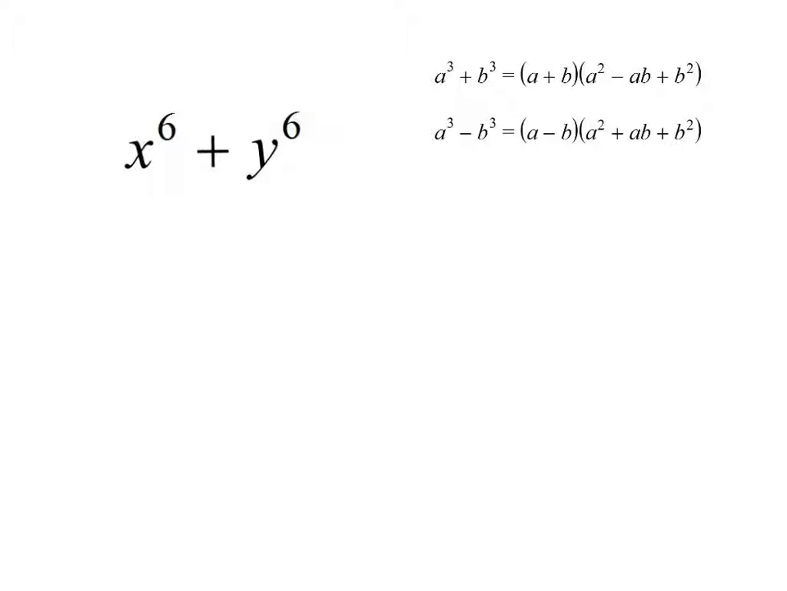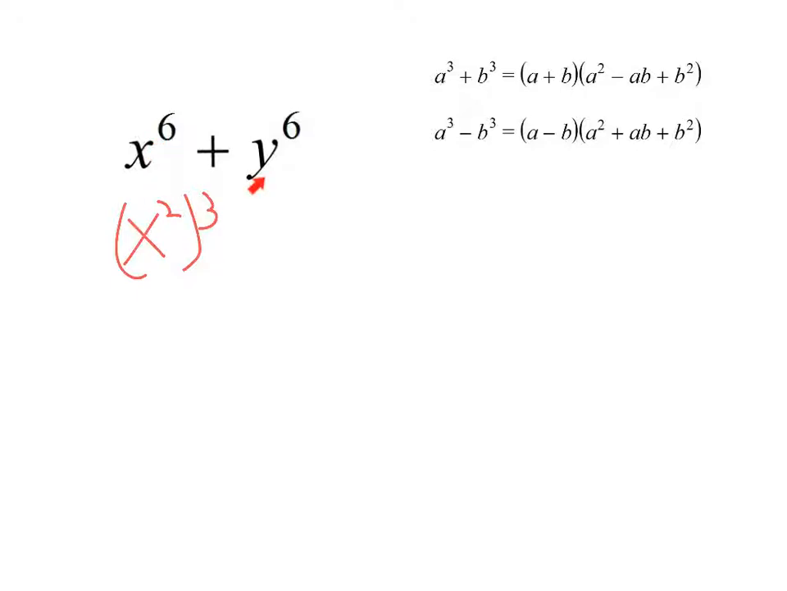So what are we going to cube to get x to the sixth? Well, obviously it has to be x squared that we cube, because we have to do 2 times 3 makes 6. So you have to cube x squared to get x to the sixth.